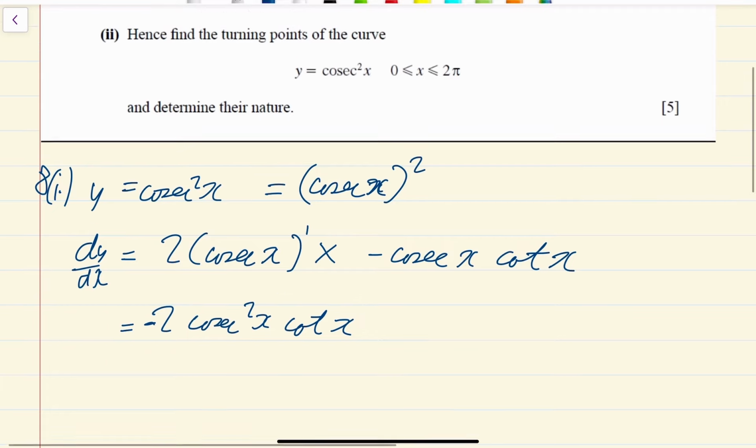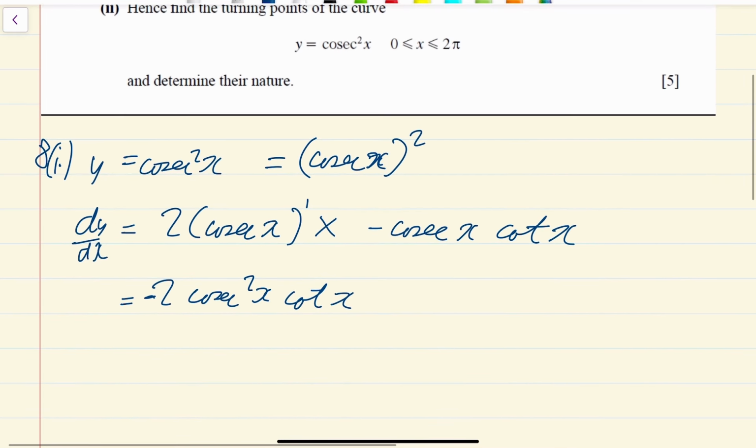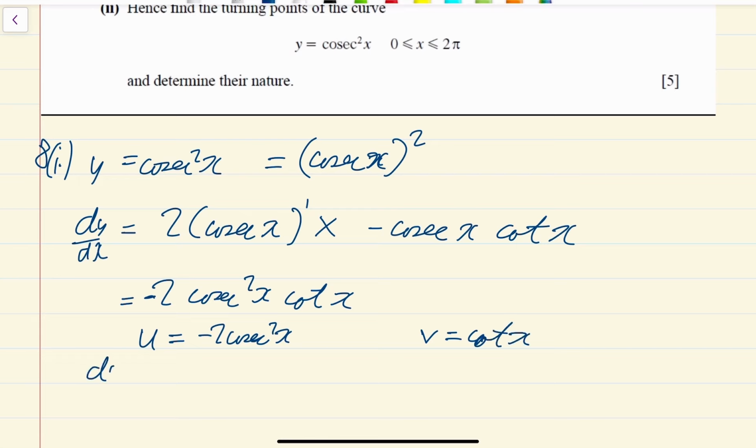Now we've got our dy by dx, and we want to get to d2y by dx squared. So we're going to have to differentiate this thing again. This is a product, and it's a fairly tricky product, so I'm going to write it out again. I'm going to use my product rule to do this. I'm going to say my u is equal to minus 2 cosec squared x, and my v is equal to cot of x. I'm going to have to work out what du by dx is, and what dv by dx is.